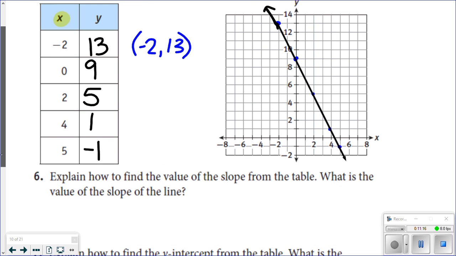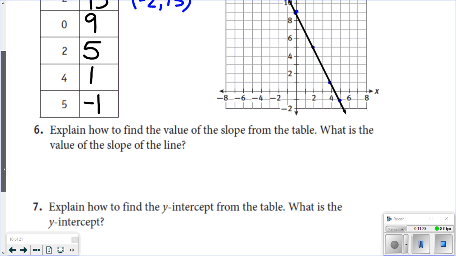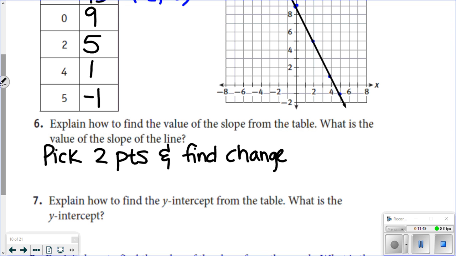Question 6. Explain how to find the value of the slope from the table. So if I'm looking at the table, I am going to pick 2 points. I'm abbreviating here for you. And find the change in y over, or you could say divided by, the change in x.